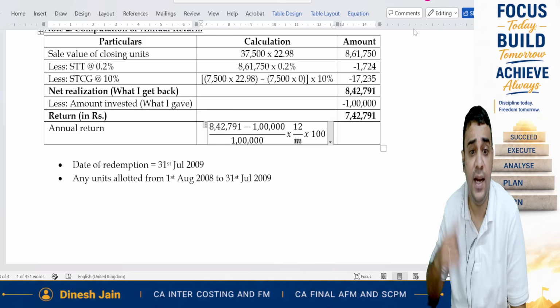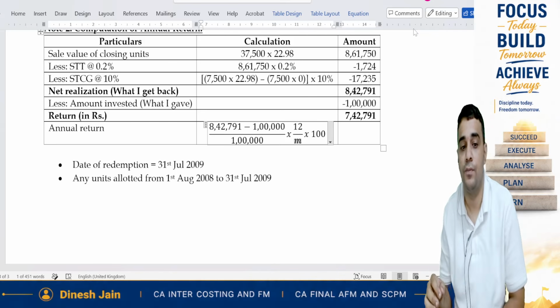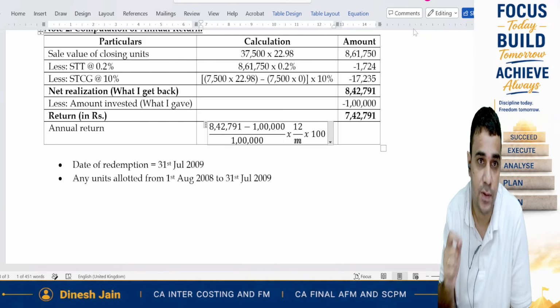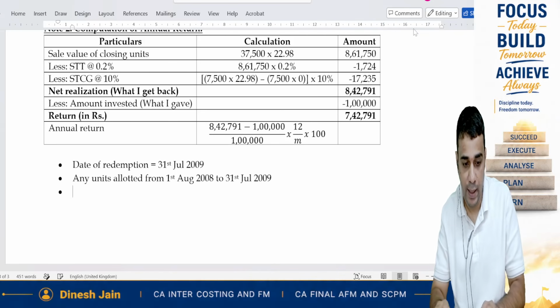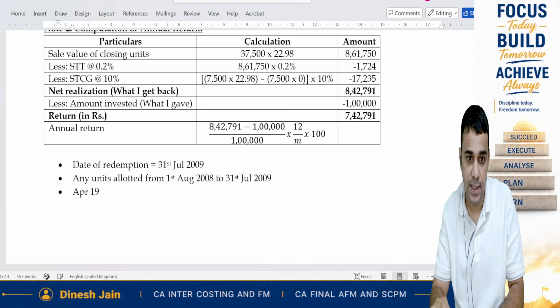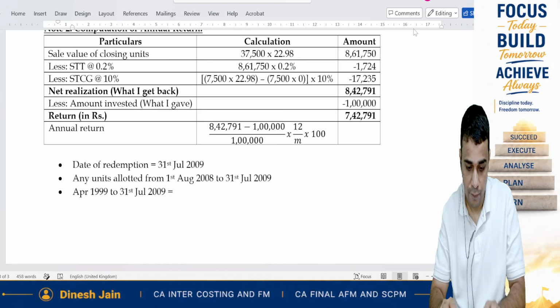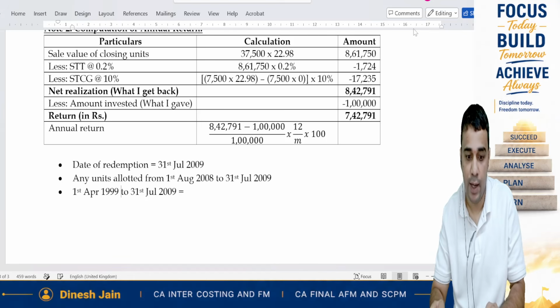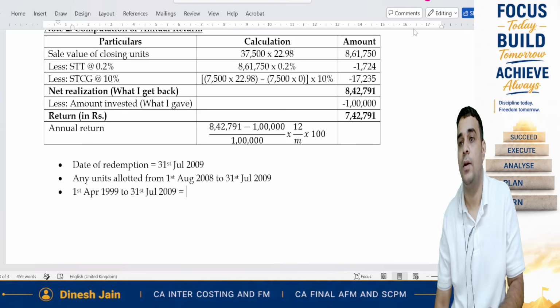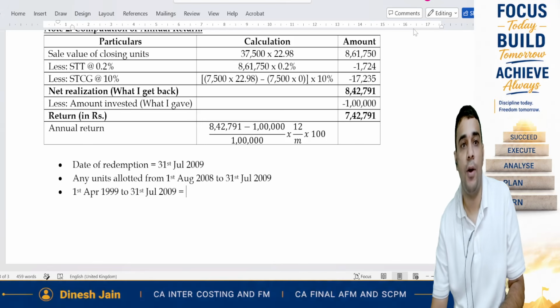When did we invest here? Keep participating. When did we invest? 1st April 1999. When are we redeeming? 31st July. How many months is this? Tell me the number of months.